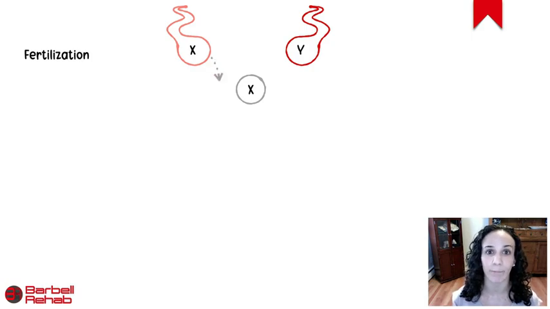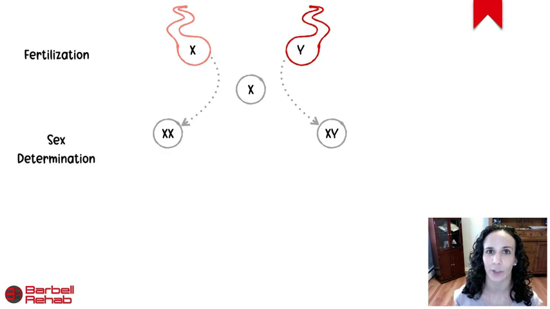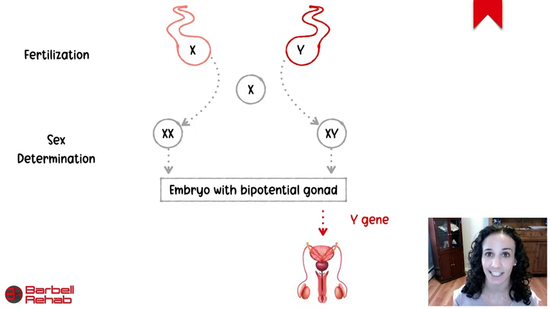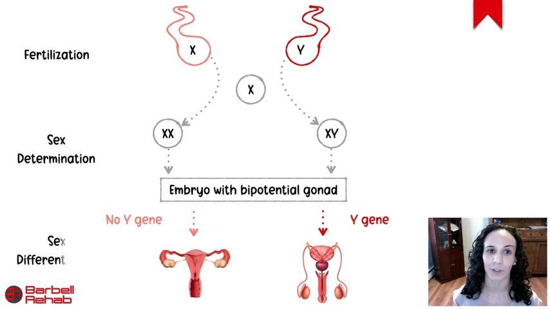One of those is going to combine with that X that we start with and either give us the combination of two X's or an X and a Y. And this is going to contribute to sex determination. That being said, at this point, we have an embryo with a bipotential gonad. And it will be the Y gene in particular that will actually trigger the development of testes. And that will give us males. And then the absence of the Y chromosome is what's going to trigger ovary development and result in a female. That will give us the sex differentiation process.